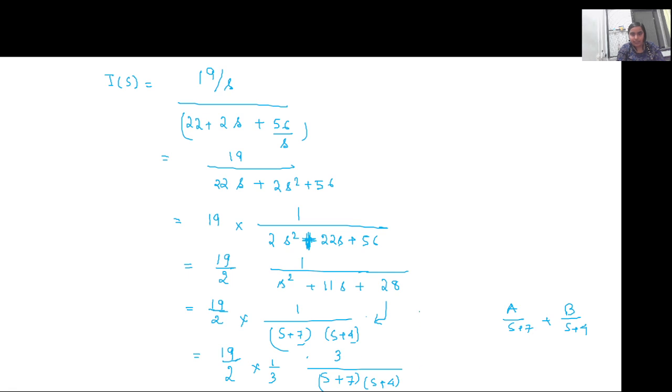So this we can write, I will write it here. So this can be written as 19 by 6 into 3. Now it can be written as s plus 7 minus s minus 4, or minus of s plus 4. Then if you calculate the denominator, s will get cancelled. 7 minus 4 is 3, and we have 3 in the numerator. So this is fine, right?